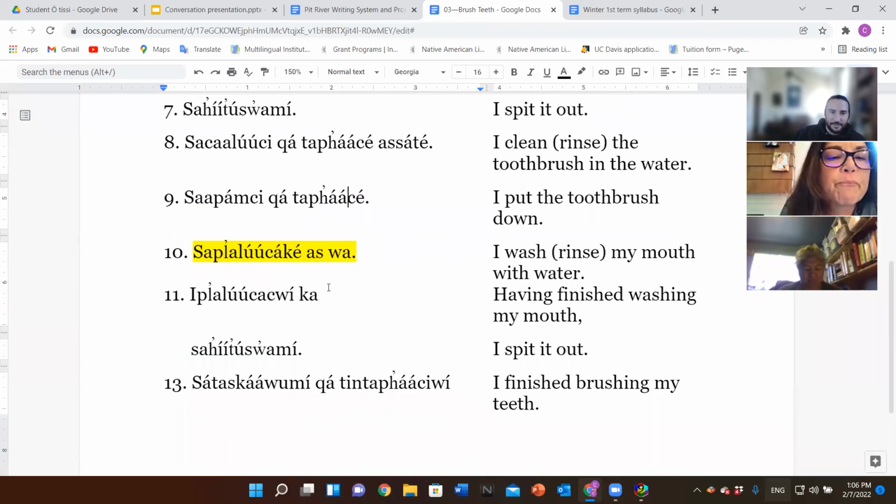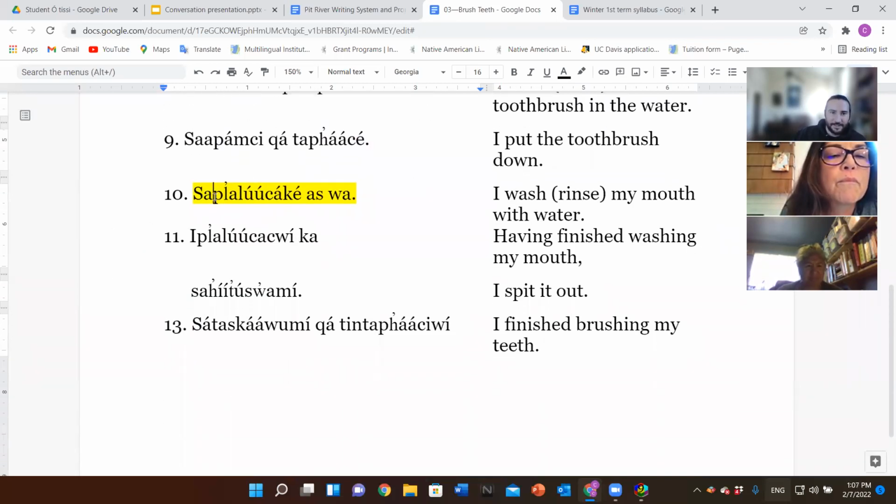All right, and the next one, this is sup la lu jege. Let's put that. So this is like I'm cleaning my mouth, with water, and then the wa is like with water. So I'm cleaning my mouth with water, basically.